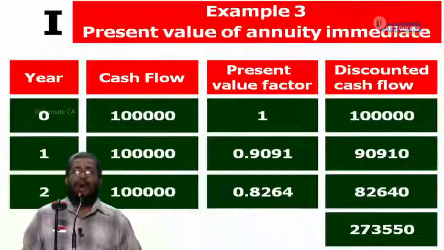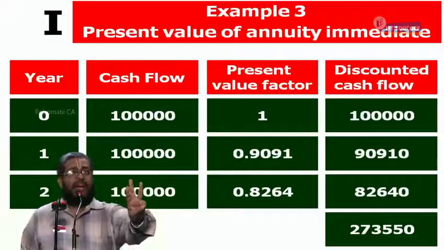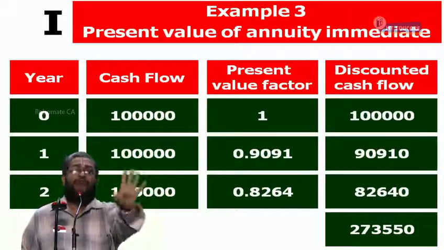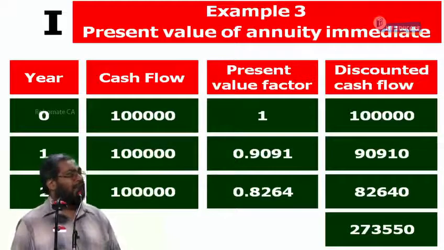Now, tell me, how many annuities are there? Three annuities. In that, find out the annuity factor for two annuities, and add one to it. I'll be getting it. Are you following or not?